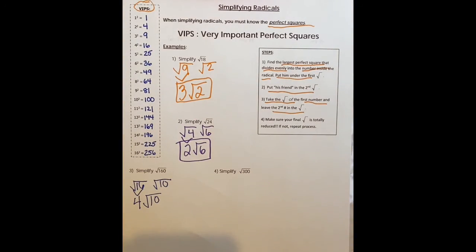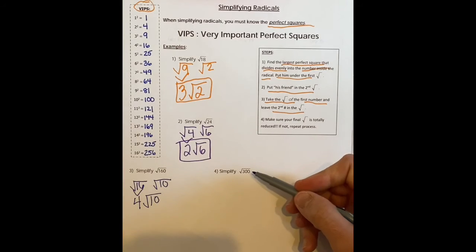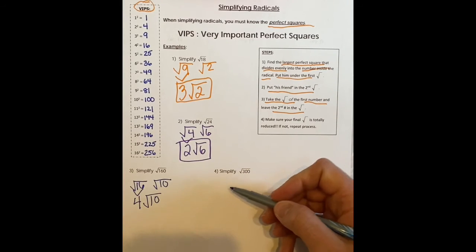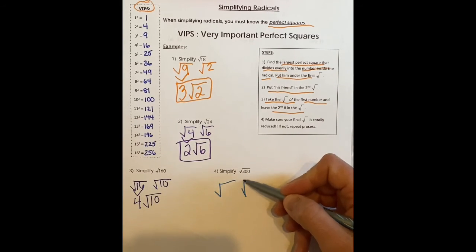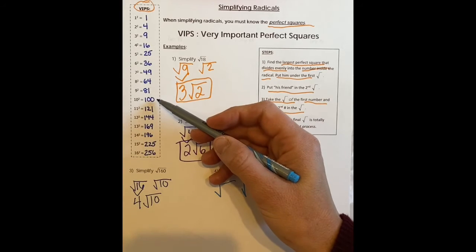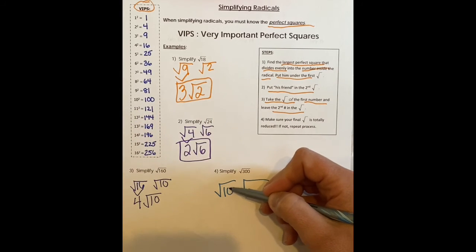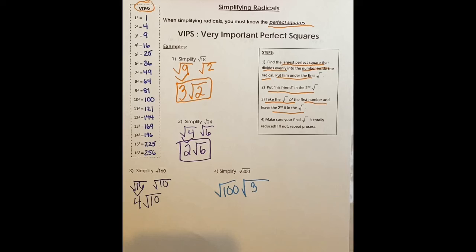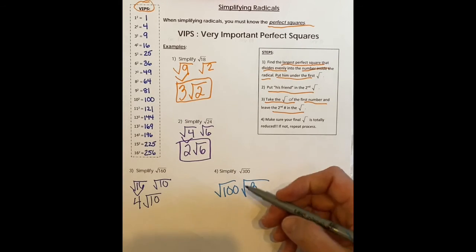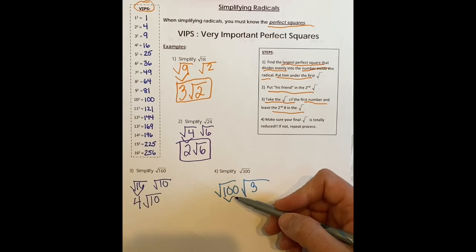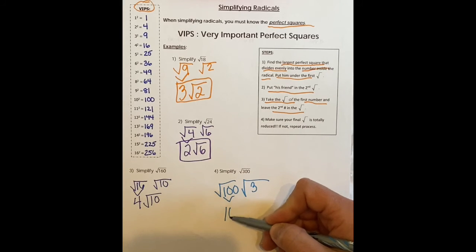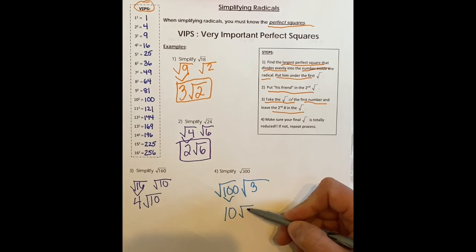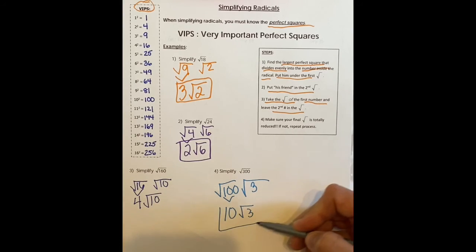Looking at example number 4, we want to simplify radical 300. Radical 300 would be 100 times 3. So I'm going to break it up into radical 100 times radical 3. I take the square root of my perfect square, which is 10, and then I bring down my radical 3.